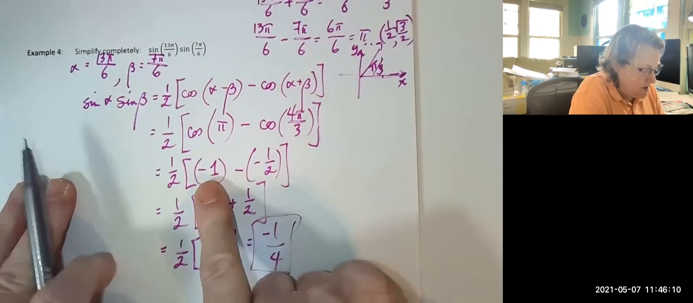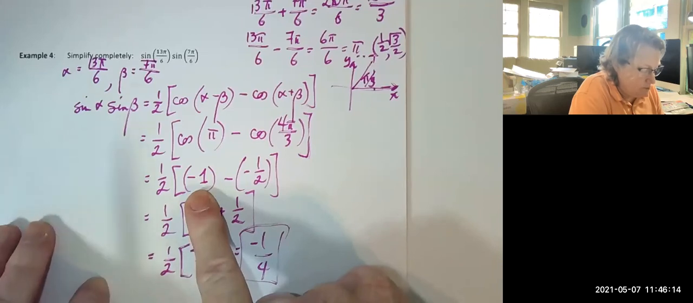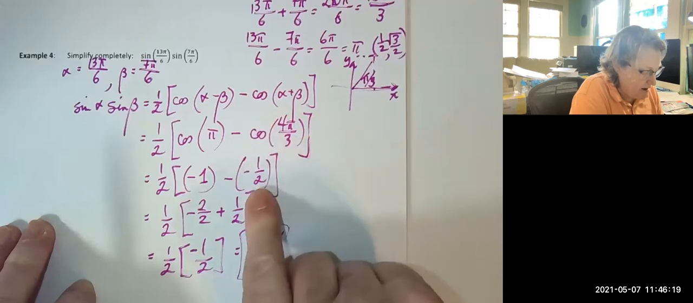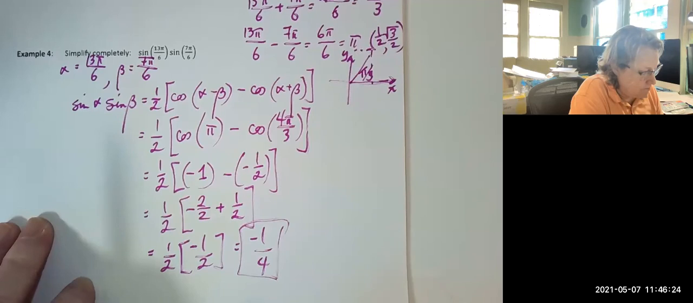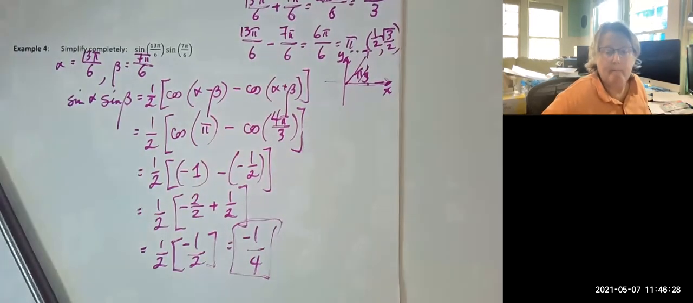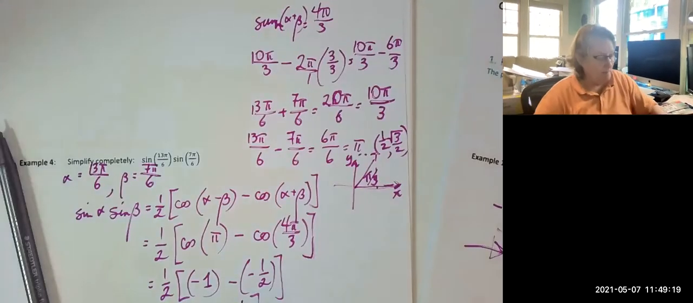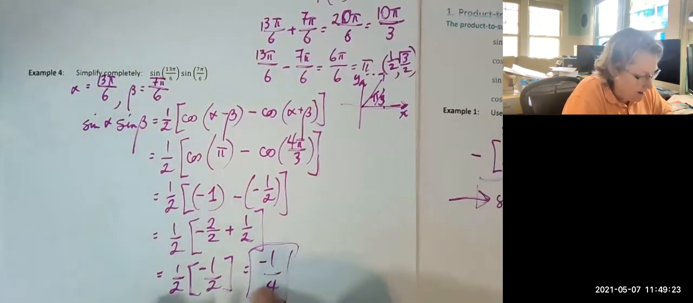Cosine of pi is -1. Cosine of 4 pi over 3 is -1/2. That's positive. Our work looks good, so I'm going to pause it and check this out. Hey, I'm back. I don't know what was up with the calculator, but this answer is correct.